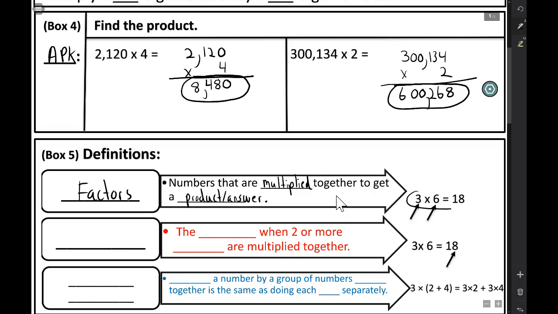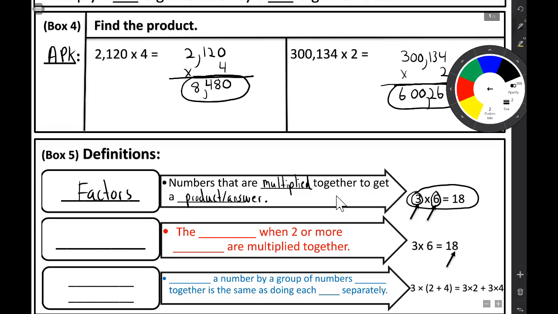So in this case over here, I have 3 times 6 equals 18. The two numbers that are being multiplied are the 3 right here, that's why there's an arrow, and the 6 right here. Those are the two factors, okay? Going into our next one, okay?